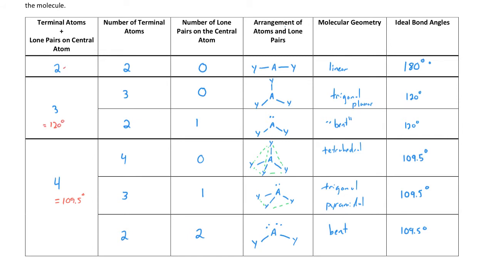So let's summarize this table. If we have 2 things attached to a central atom, the bond angles are 180 degrees. If we have 3 things on the central atom, it's 120 degrees. And if we have 4 things, it's 109.5 degrees. So that's basically VSEPR theory in a nutshell.